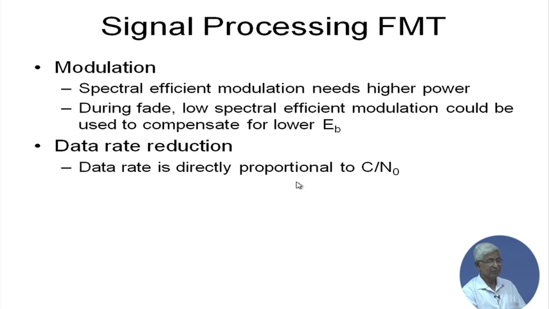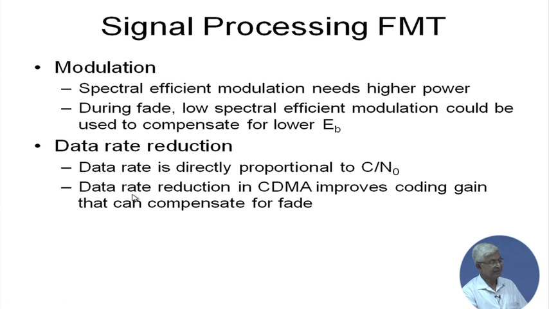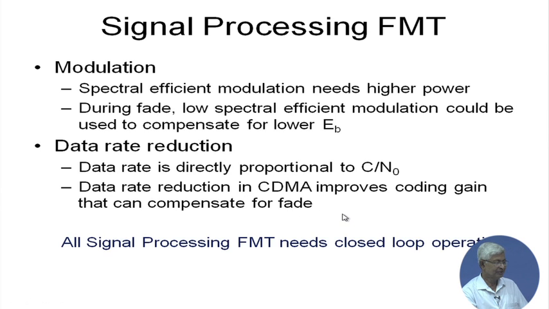So data rate is directly proportional to the C by N naught, and data rate reduction obviously gives certain gain in the CDMA, that is code division multiple access. I hope some of you have studied this, otherwise we will see this one when we talk about multiple access techniques. Where the data is spread using a code, and the advantage is coding gain. What we get depends on how much is the spread divided by the data rate. So if you reduce the data rate, your gain increases. So coding gain can increase, and that can compensate for fade. So CDMA technique can be used.